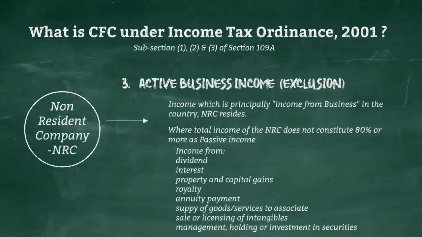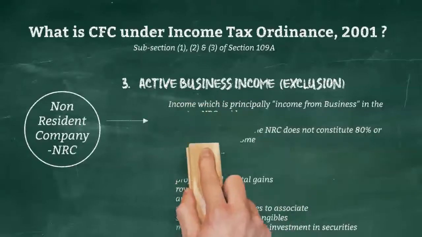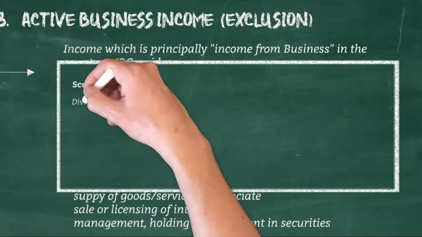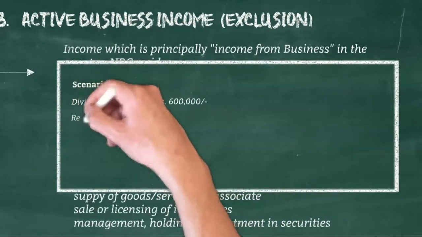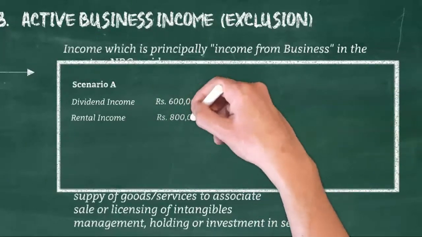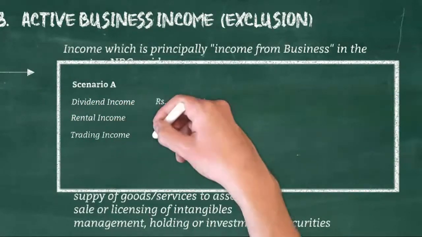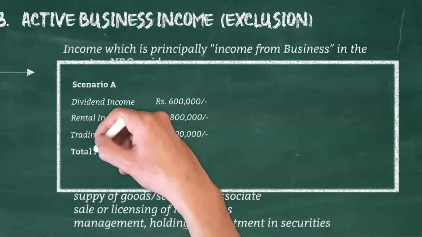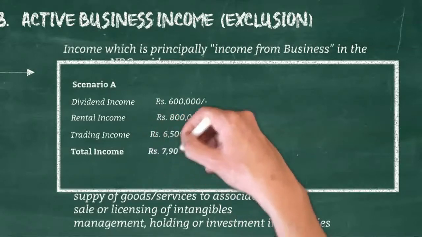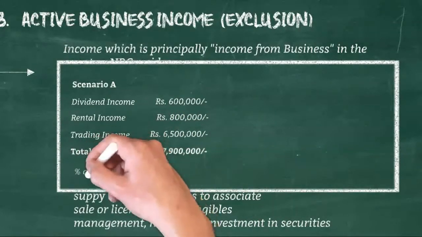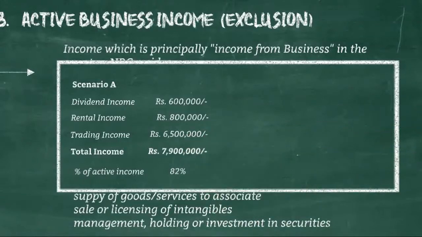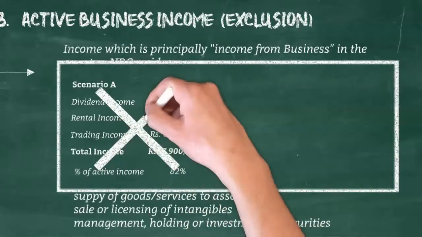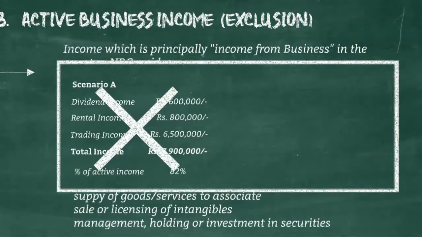and financial assets. To better understand this formula, let's take the example of scenario A, where a non-resident company earns dividend income amounting to rupees 600,000, rental income amounting to rupees 800,000, and trading income of rupees 6.5 million. The total income works out at rupees 7.9 million. In this case, the active business income is 82%, which is higher than the threshold. In this scenario, the non-resident company shall not be constituted as a CFC and shall be excluded from the regime.